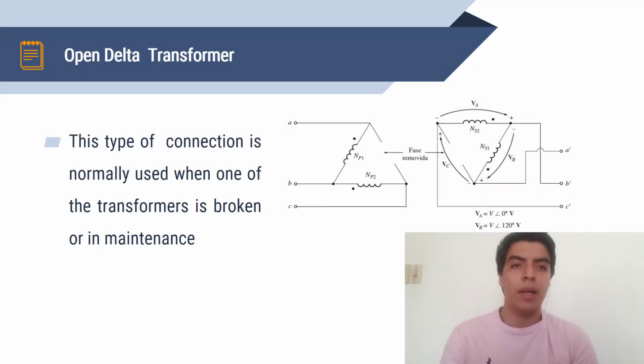Hi, my name is Alejandro Torres. I'm going to talk about a special connection, open delta. On this occasion, there will be a time when a three-phase connection cannot be used, either because one of the transformers that compose it is broken or in maintenance. That is where we use this open delta connection, where we open one of the transformers in the primary side and secondary.